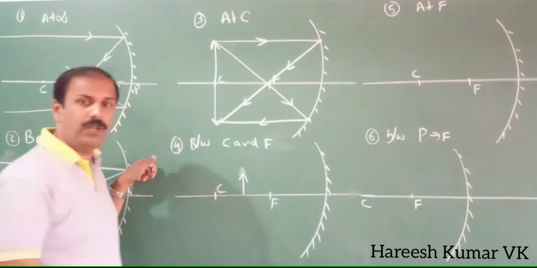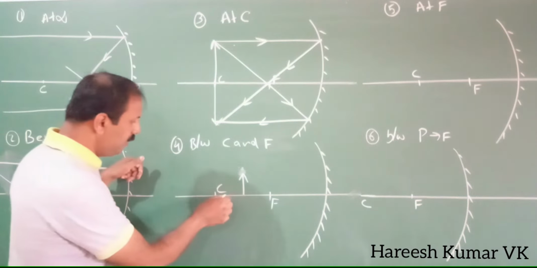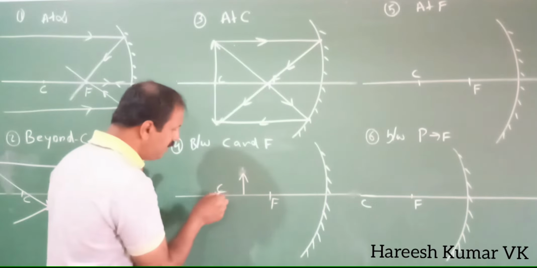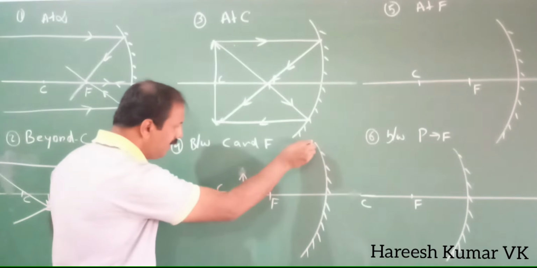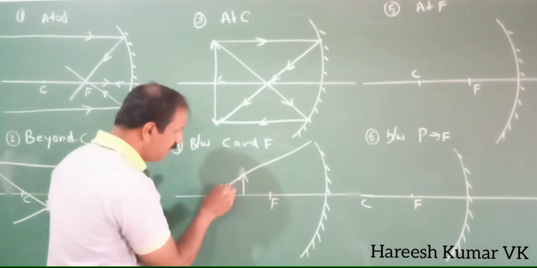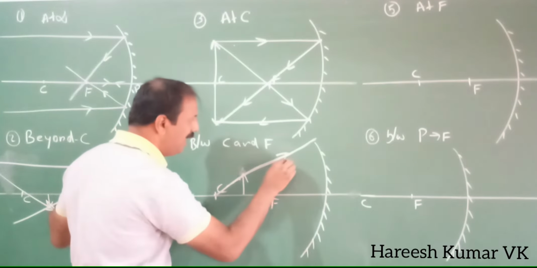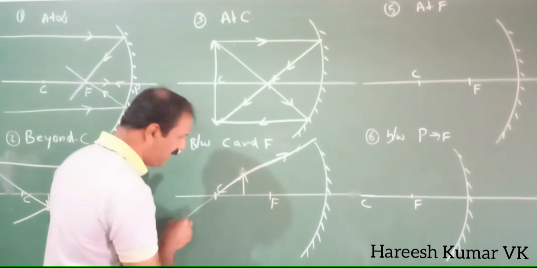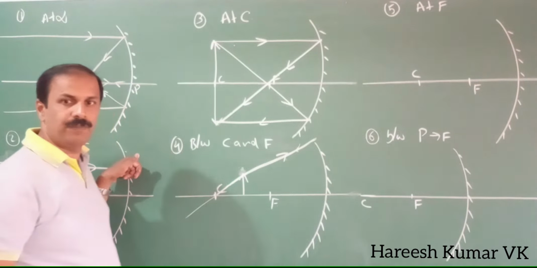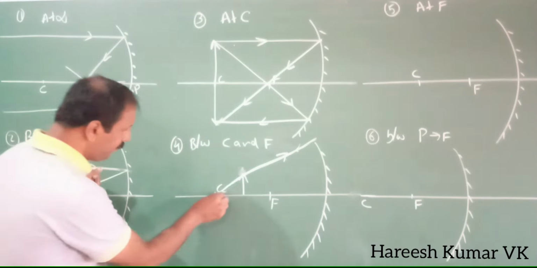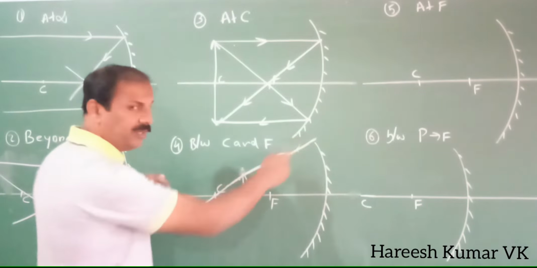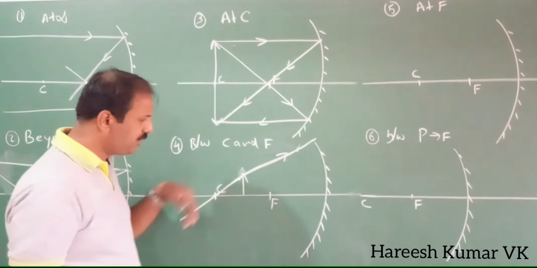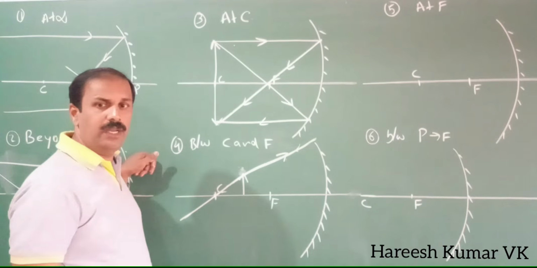So what is the way of drawing this one? The easiest thing is you draw a line which is passing through C like this. That will be a straight line. It will go like this and it will come back in the same direction like this. Okay. Now, it should be straight. I just made it a little bit curved. Should be straight.